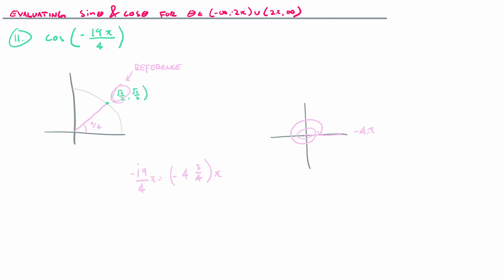So what I would do then is I would go to 4 pi, right? Or in this case, negative 4 pi. So I'm going clockwise in this particular case. And then I'm just going to count out 3 pi over 4s. So 1, 2, 3. So it puts me in quadrant 3, which means that this must be negative square root 2 over 2, since both sine and cosine are actually negative in quadrant 3.